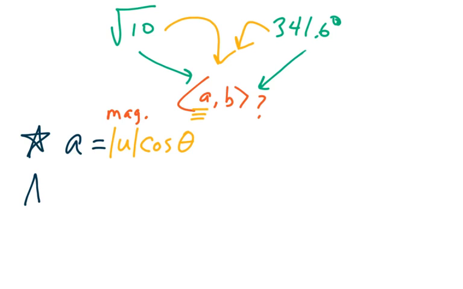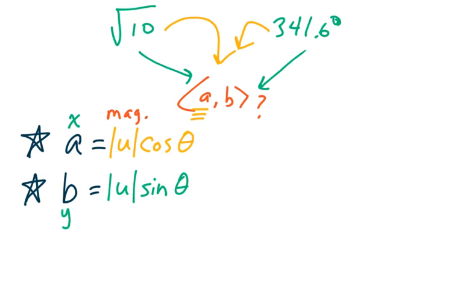Let's keep going, and then we'll plug them in and see if it works. To find the b coordinate of your vector, you take your magnitude of the vector and multiply by the sine of theta. That's actually kind of easy to memorize because remember, a is almost like, if you think of a coordinate point, it's almost like x, and b is almost like y.